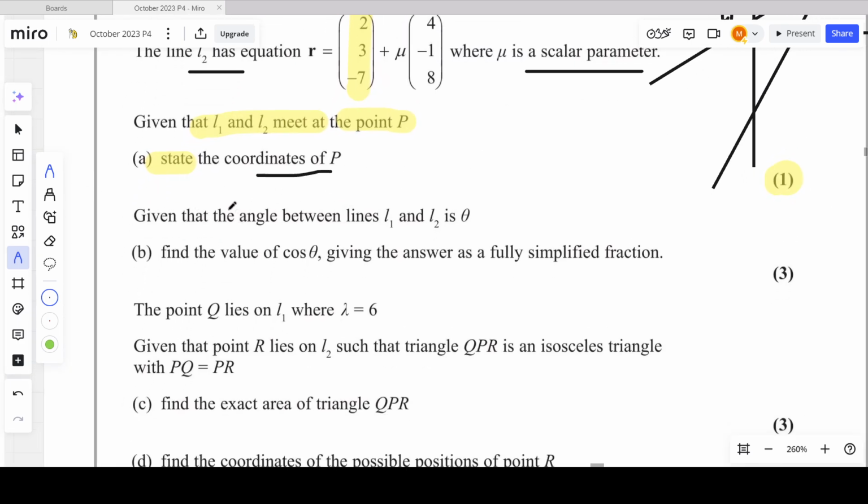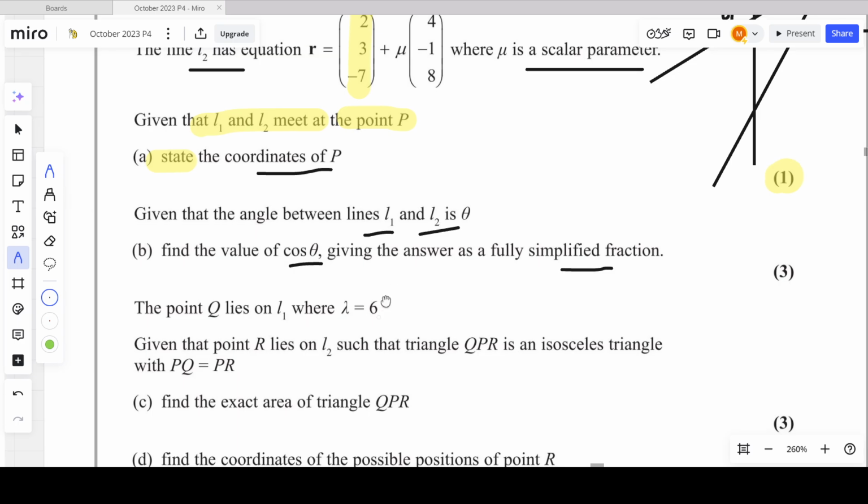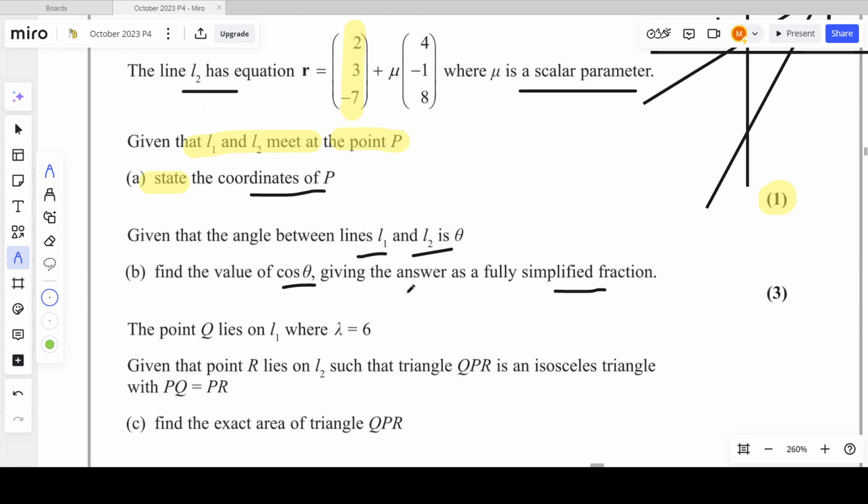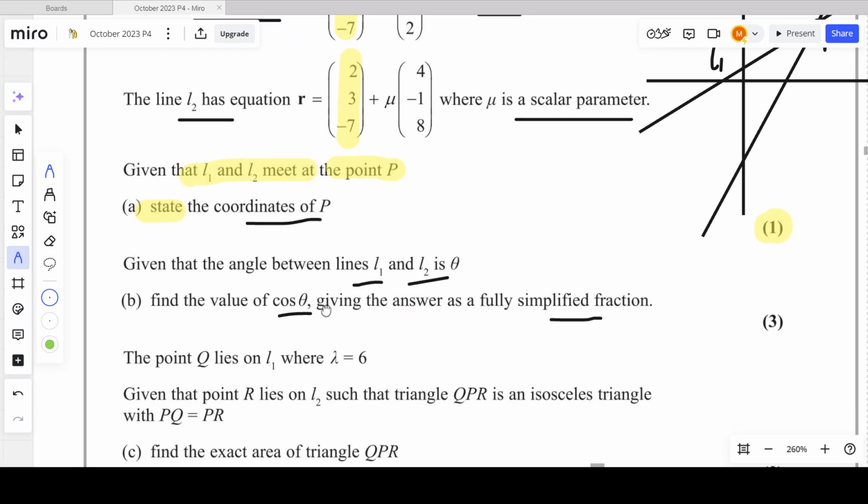Part B. Given that the angle between line L1 and L2 is theta, find the value of cos theta, giving your answer as a fully simplified fraction. We need to find the value for cos theta. If you have definitely gone through chapter 7 of the P4 book, you have gone through the vector dot product. So basically we have to use the vector dot product here to get the value for cos theta.